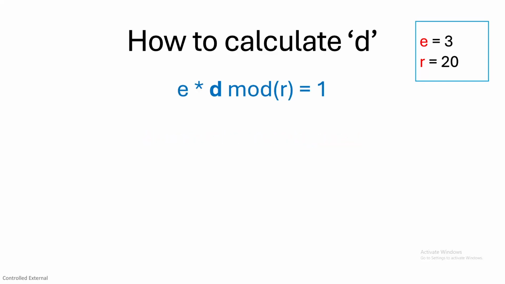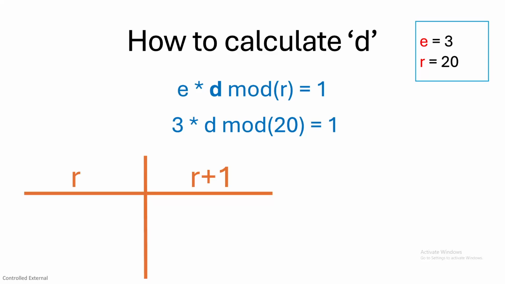What we are going to do is take this algorithm that you need to calculate D. So E times D mod R equals 1. This is what we're trying to satisfy, so that's what we're trying to find the D value for to get a private key. So let's plug in the values that we have here. Now we've got 3 times D mod 20 equals 1. So then how do we find that D value?